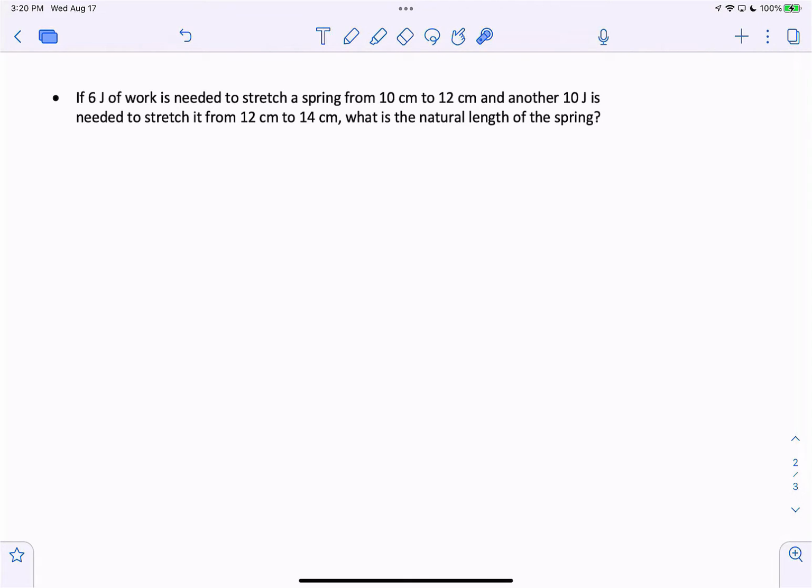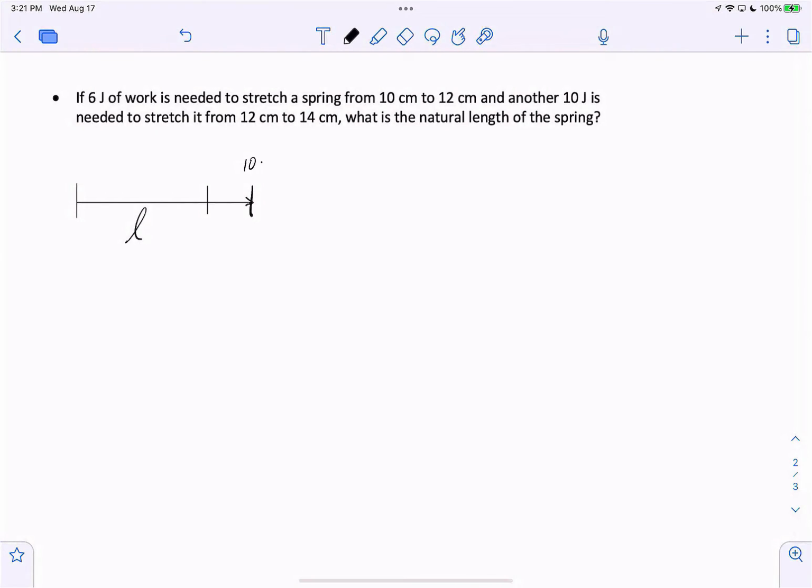Here we have another spring problem. If 6 joules of work is needed to stretch a spring from 10 centimeters to 12 centimeters, and another 10 joules is needed to stretch it from 12 centimeters to 14 centimeters, what's the natural length of the spring? This is different from the previous problem because we don't know the natural length of the spring. So for this 10 centimeter starting point, we don't actually know how far that is beyond the spring's natural length.